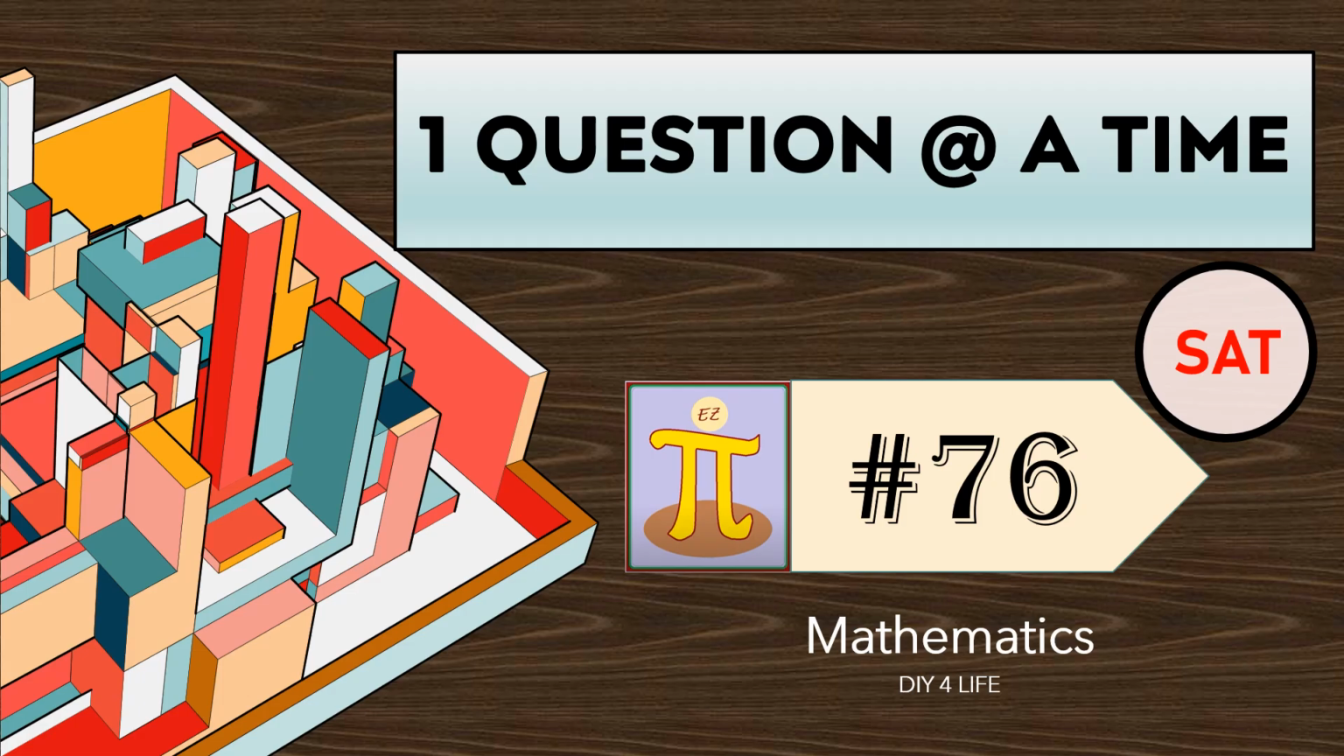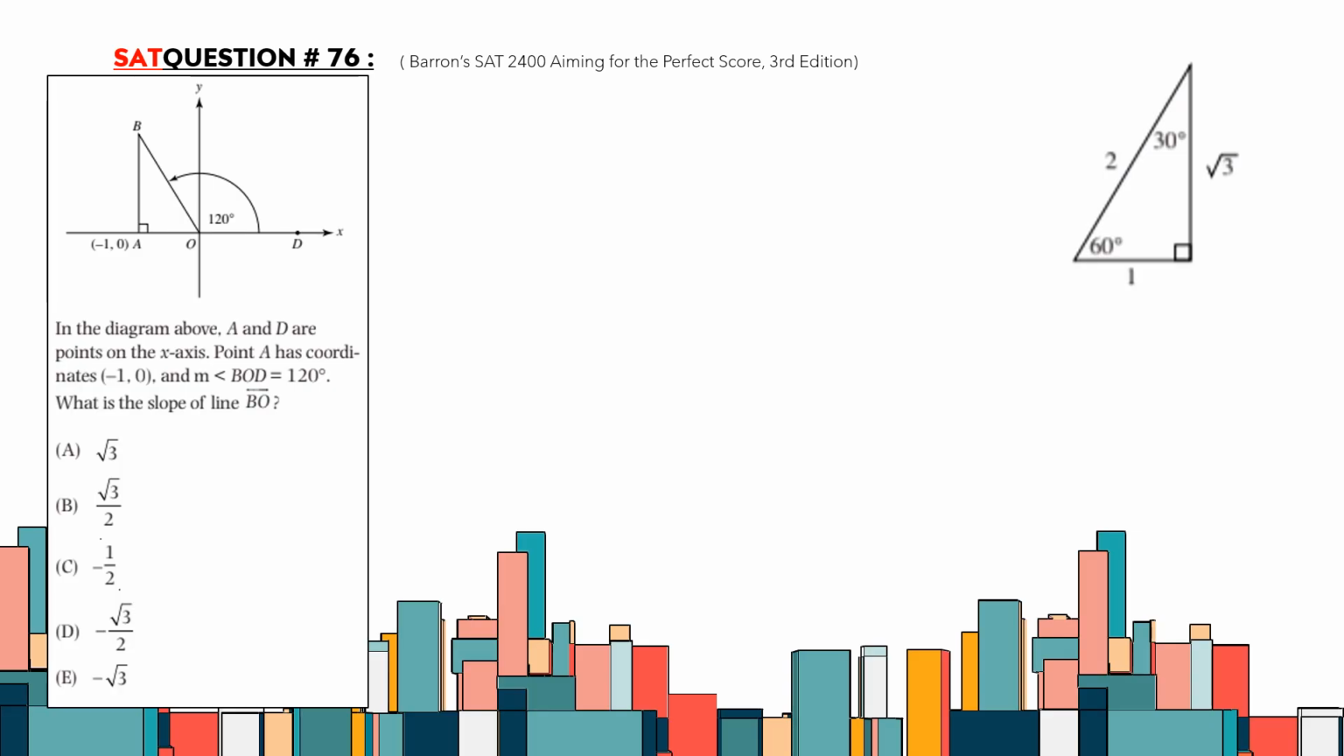Question number 76. In the diagram above, A and D are points on the x-axis. Point A has coordinates -1, 0, and the measure of angle BOD is 120 degrees. What is the slope of line BO?